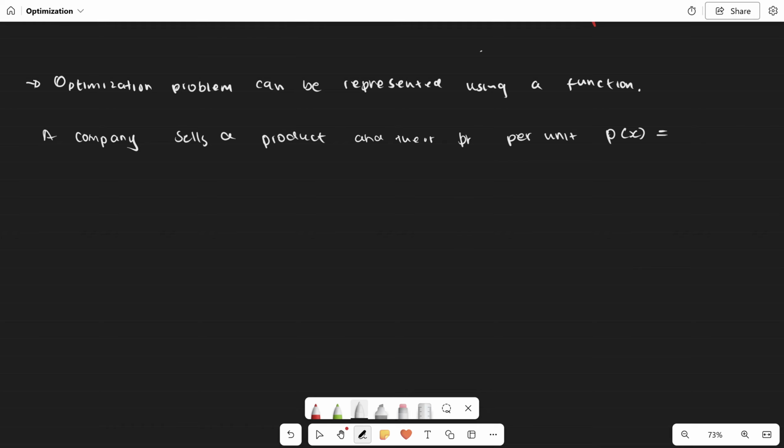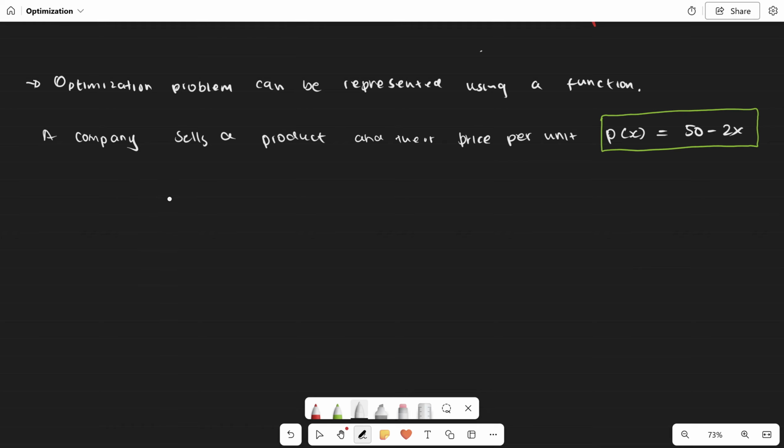So price per unit is defined by this function, right? By 50 minus 2x. So what does this price per unit mean? What does this 50 minus 2x mean? It means that if this company, for example, probably you've seen this maybe when you go shopping or something, maybe they say if you buy one, it's this price, but if you buy two, maybe the price reduces, right?